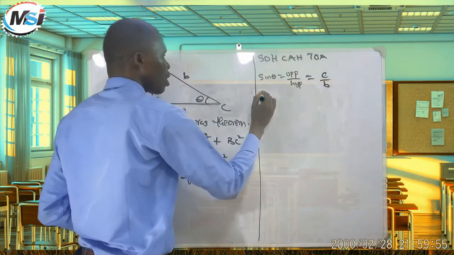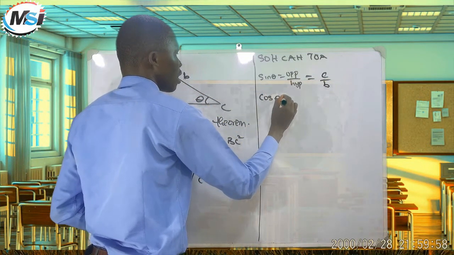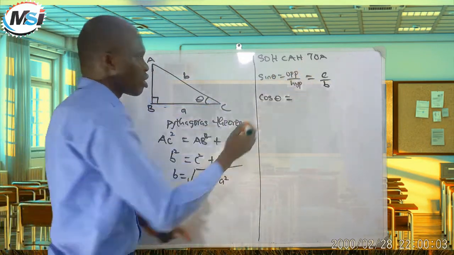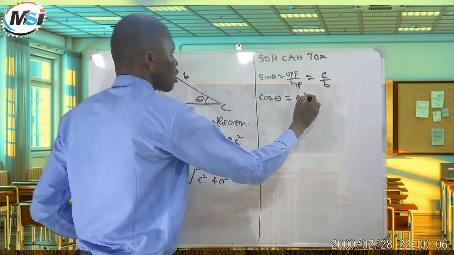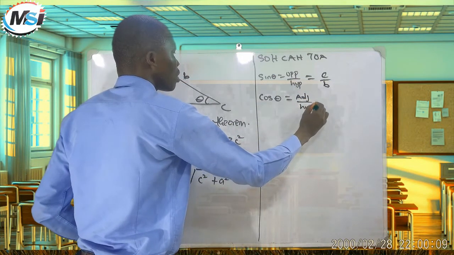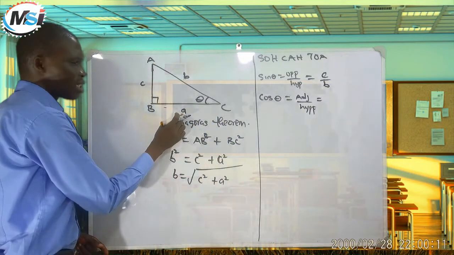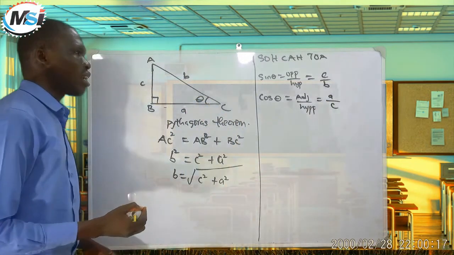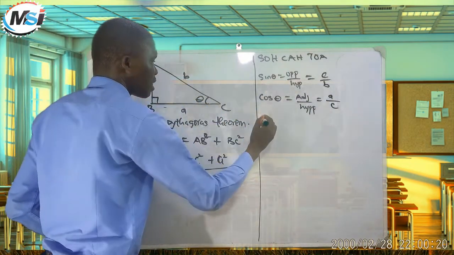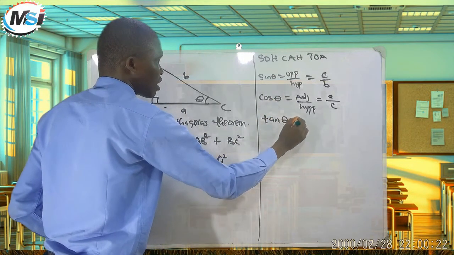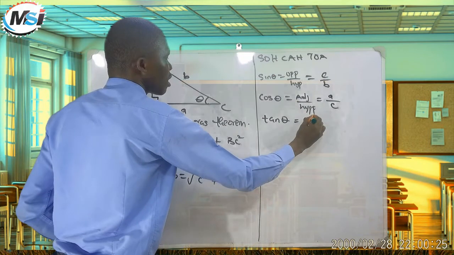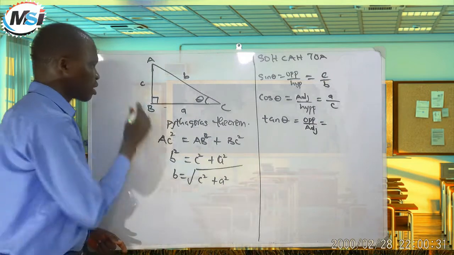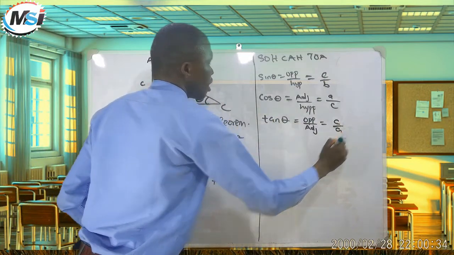Okay, the second one is cos theta. Cos theta is called CAH, adjacent over hypotenuse. So this will give us adjacent over hypotenuse. So what is adjacent? This is adjacent, A all over C. Now the last one is tangent. We call it tan. Tan theta equals opposite all over adjacent. Now what is opposite? C all over A.